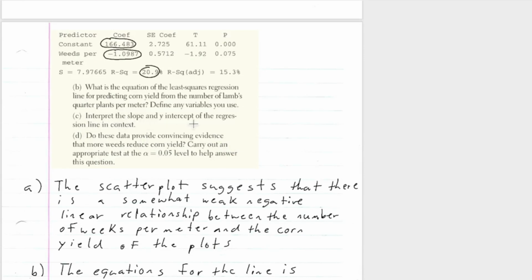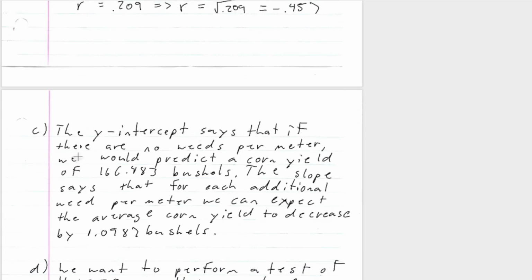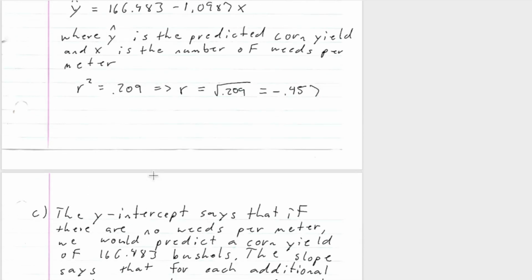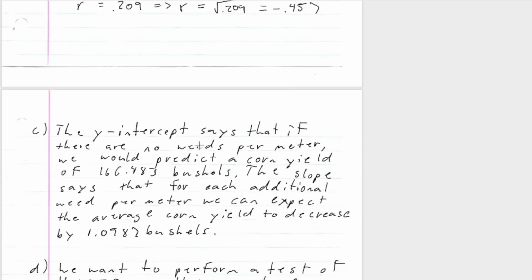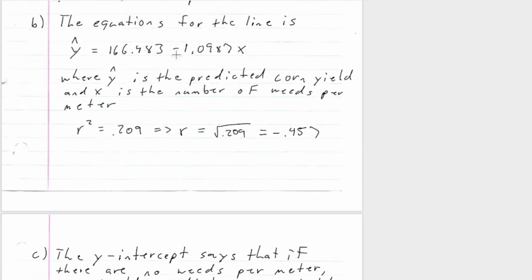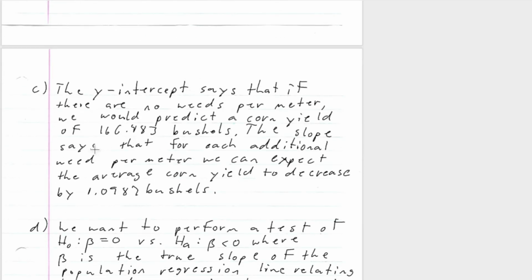Interpret the slope and y-intercept of the regression line in context. The y-intercept says that if there are no weeds per meter, we would predict a corn yield of 166.483. That's when we have 0. If we were to have 0 weeds, we'd have a yield of 166.483. And as we introduce more weeds into the plot, the corn yield will reduce. The slope says that for each additional weed per meter, we can expect the average corn yield to decrease by 1.0987 bushels.